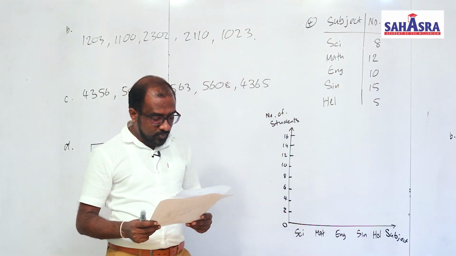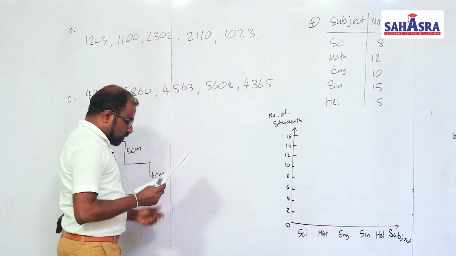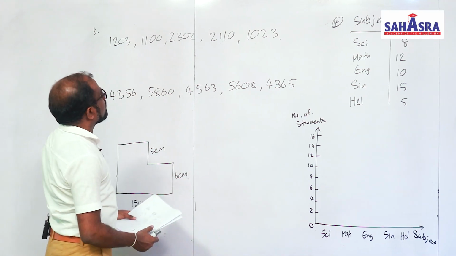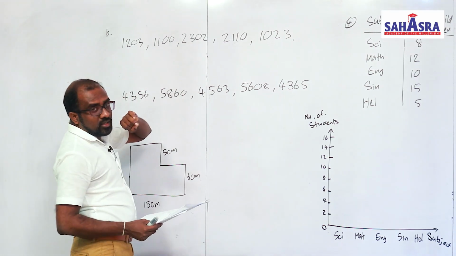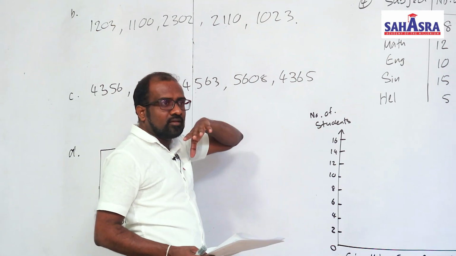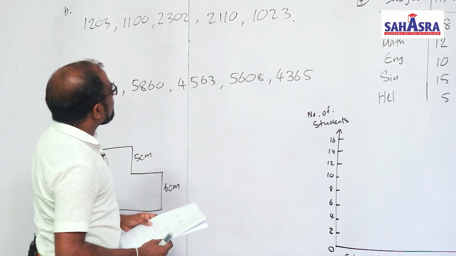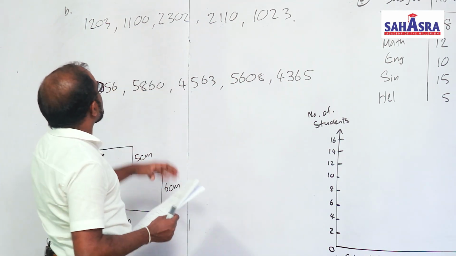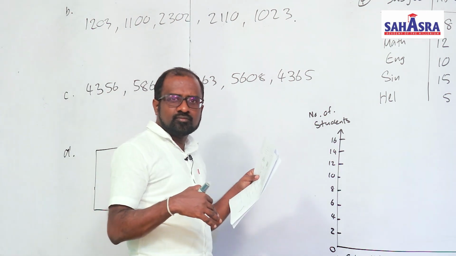Okay, children, we'll start from part B of question number 3. Write the following numbers in the ascending order. Right, these numbers are asked to be written in ascending order. So ascending means going up, from the smallest to the biggest. So that means you have to start from the smallest number, right? So what is the smallest number here? Now you don't have to take all numbers together.